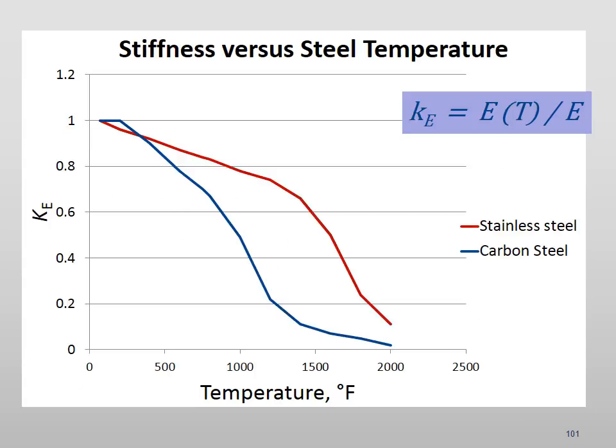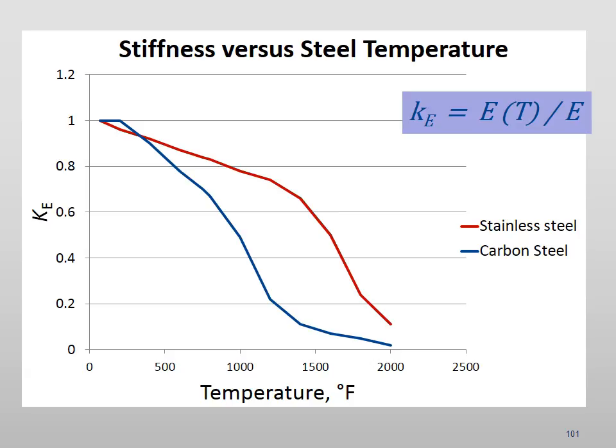This graph compares the way the stiffness, Young's modulus, degrades with temperature. And you can see stainless steel is shown in red and carbon steel in blue. So quite a bit of difference here, that stainless steel retains its stiffness more or less throughout the whole temperature range in a better way than carbon steel. And there are implications on this behaviour.